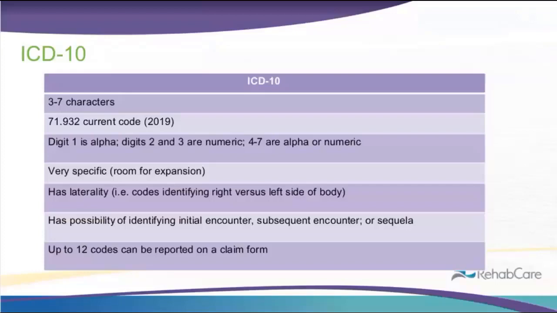It has laterality, so we have codes that identify right versus left side of the body. It has the possibility of identifying the initial encounter, subsequent encounter, and the sequela. That's your 7 characters. And you can report up to 12 codes on a claim form.